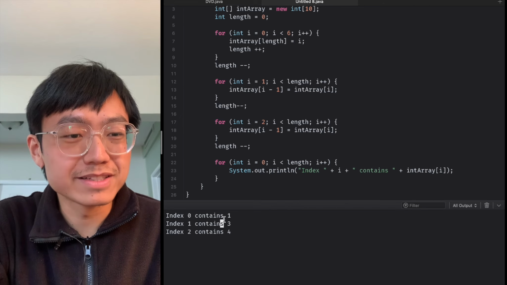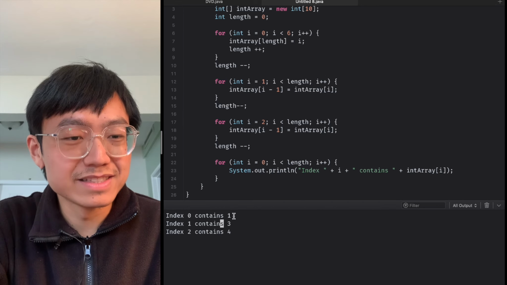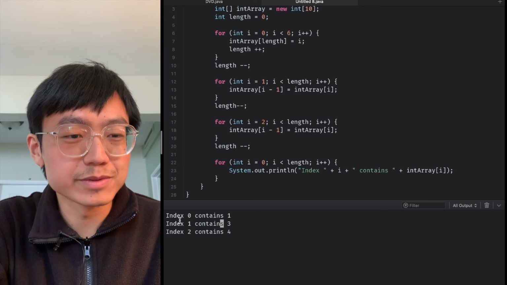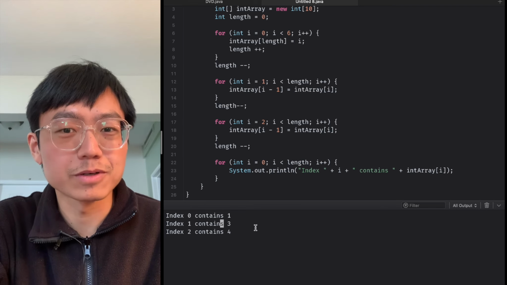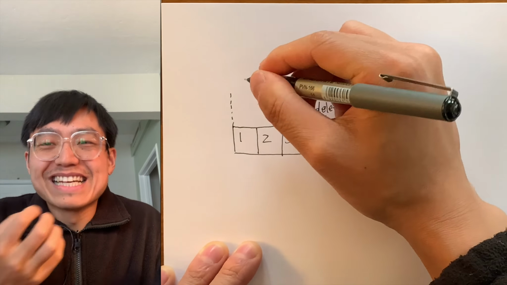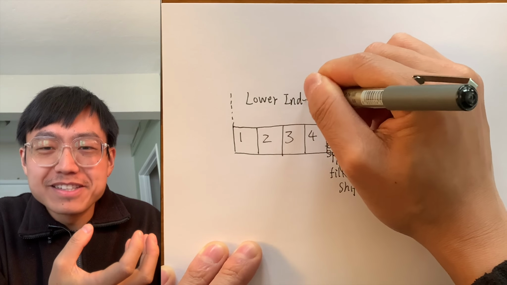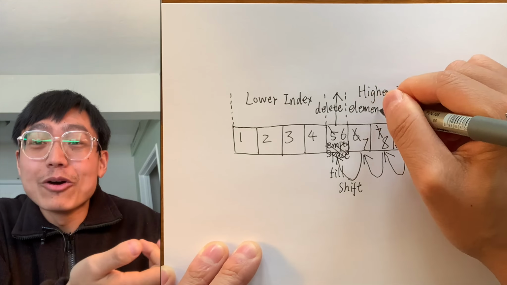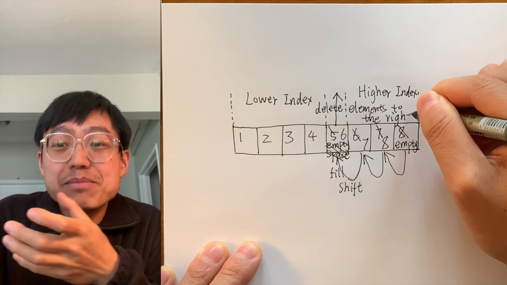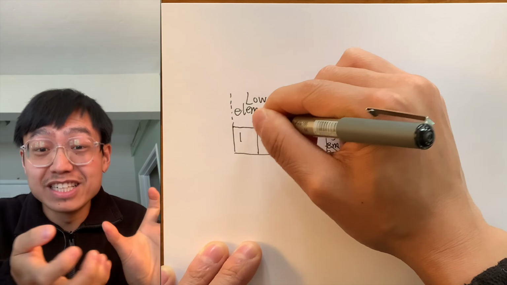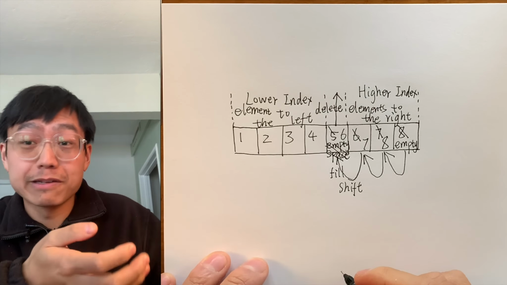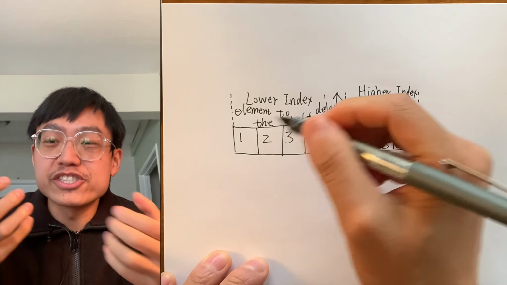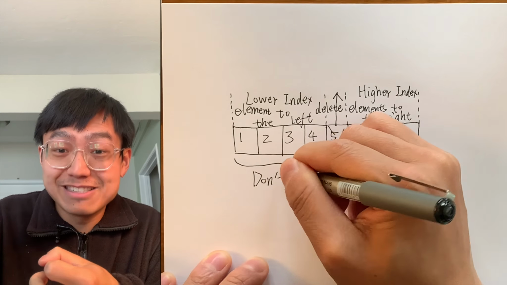So we did it. In the middle, the 2 is deleted. Before that it was at index 1, right? This works exactly like deleting the first element, except we don't touch the elements that are at lower indexes than the element we are deleting. I mean, the elements on the left side, we don't touch or move them, and we just shift the elements on the right side, right?